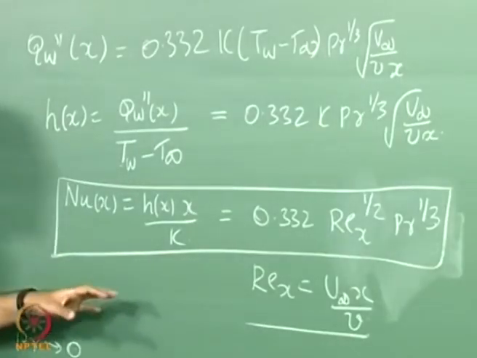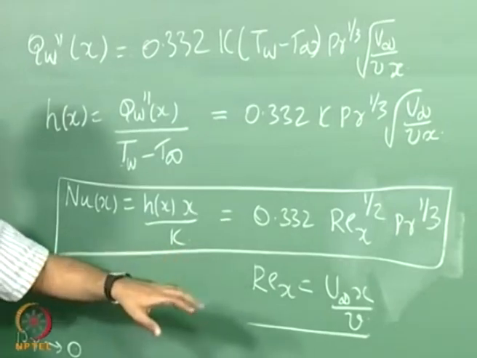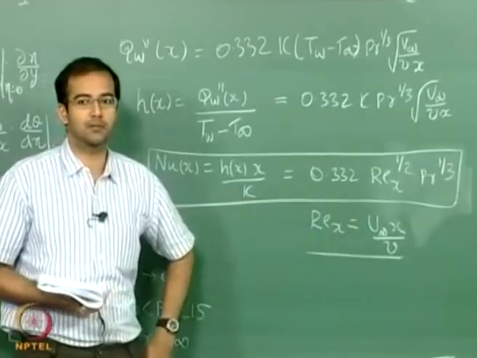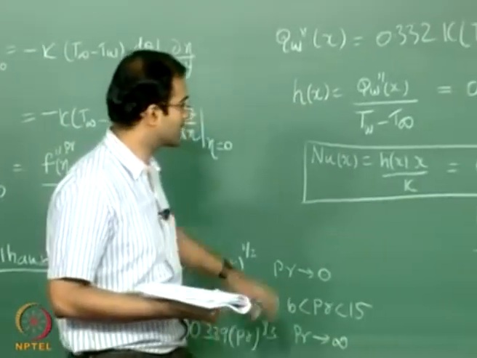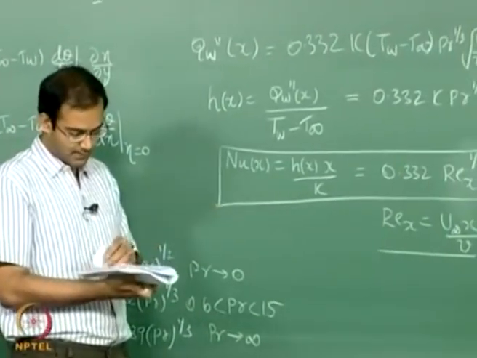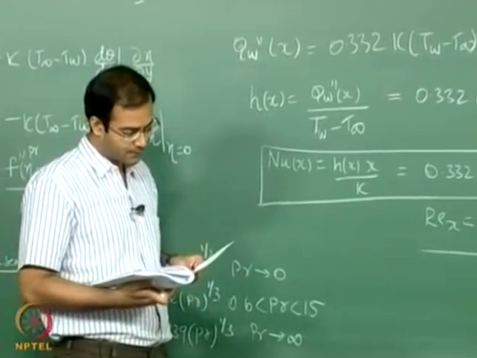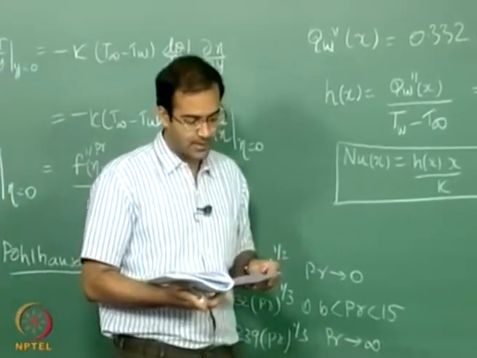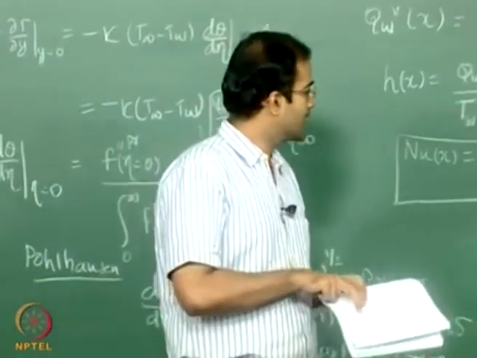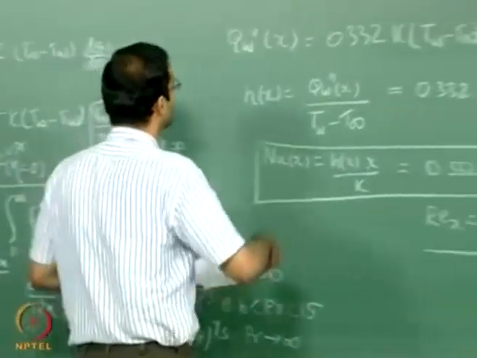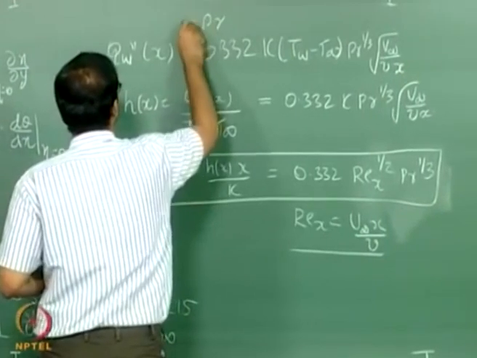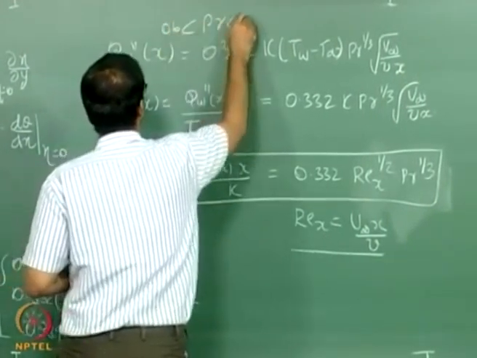If you have taken a basic heat transfer course, you are straight away given the final expression for flat plate Nusselt number. So this is how it is coming out. This is a very straightforward correlation, and probably most of you know it by heart, and this is valid for the intermediate Prandtl number range that we are talking about, that is Prandtl number greater than 0.6 and less than 15.